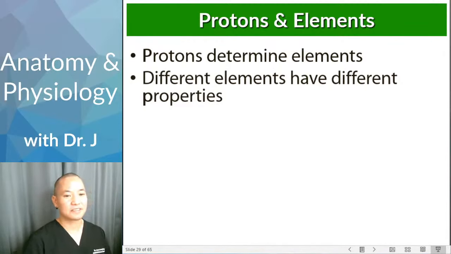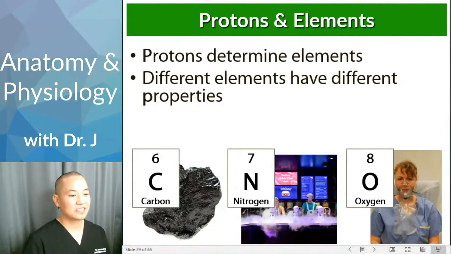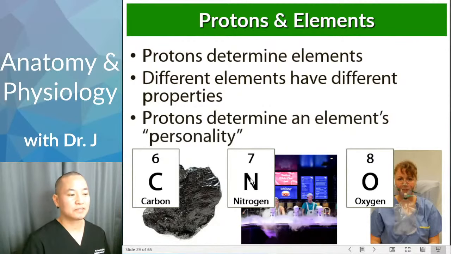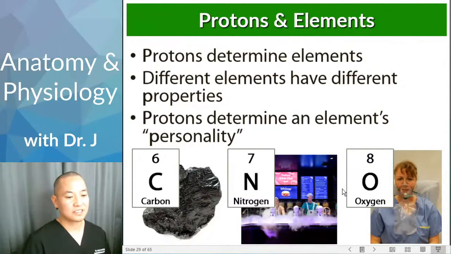So this is another way to think of it. Protons determine properties. Protons are positive. So again, carbon is different from nitrogen, which is different from oxygen. And between carbon and nitrogen, you only have a difference of one proton, and the same between nitrogen and oxygen.